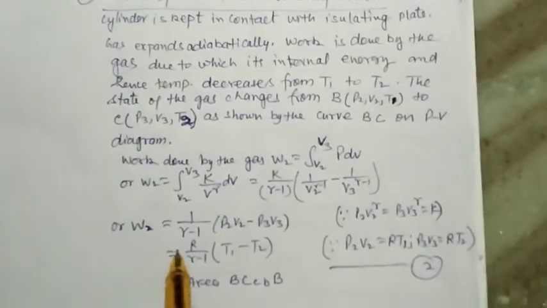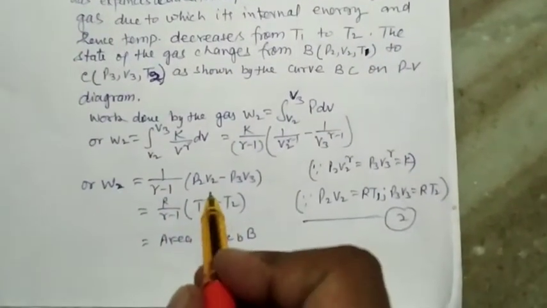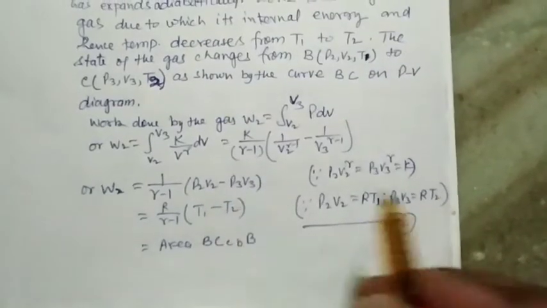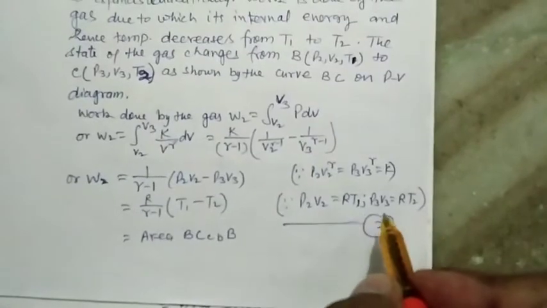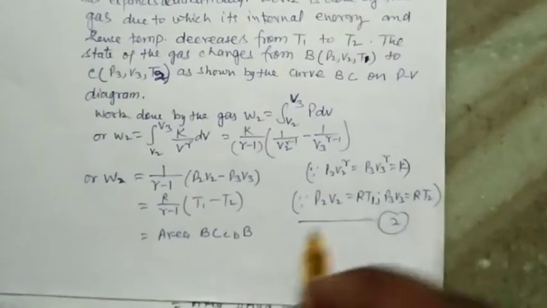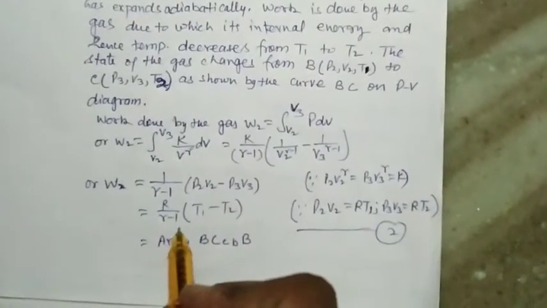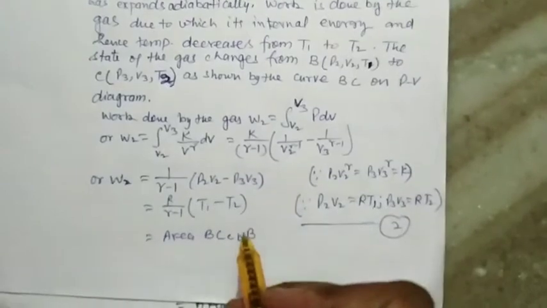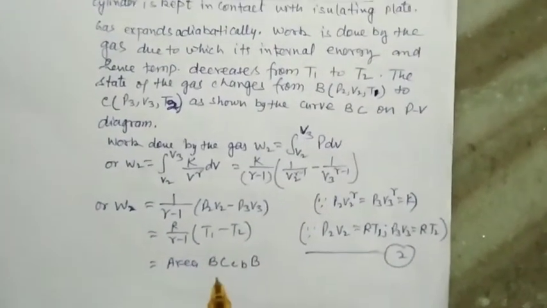Or W2 is equal to 1 upon gamma minus 1 (P2 V2 minus P3 V3). Since we know that P2 V2 is equal to RT1 and P3 V3 is equal to RT2, W2 is equal to R upon gamma minus 1 (T1 minus T2), and this area is BCC'B' on the cycle or PV diagram.